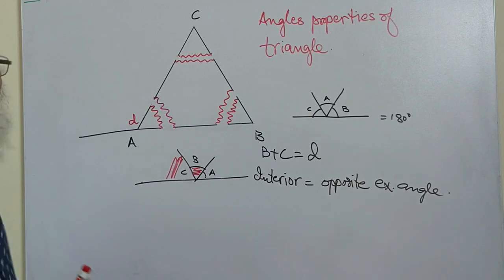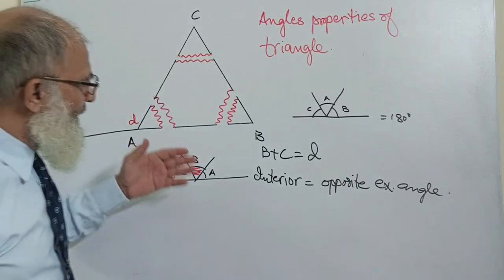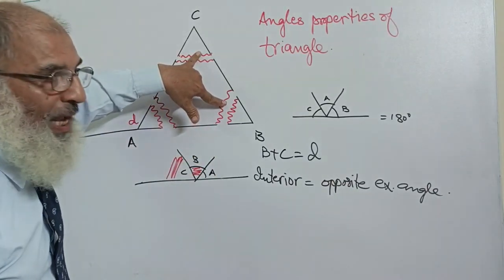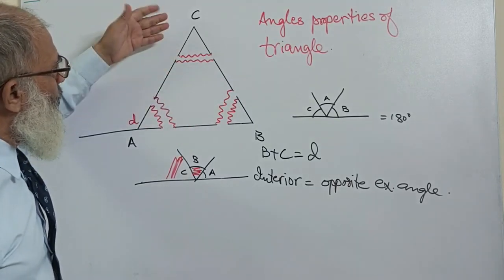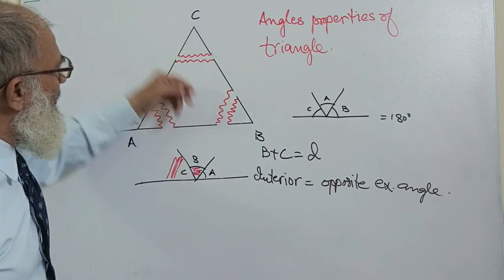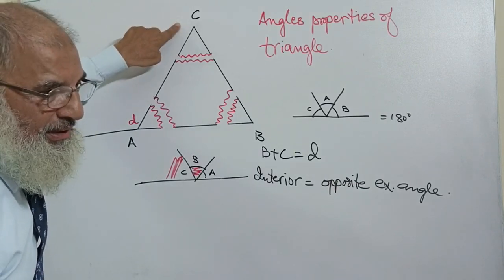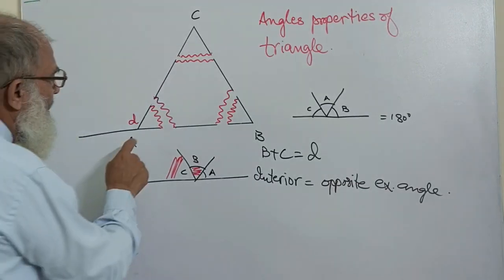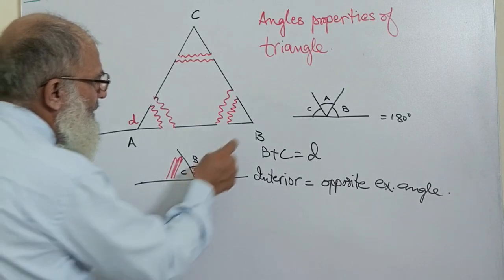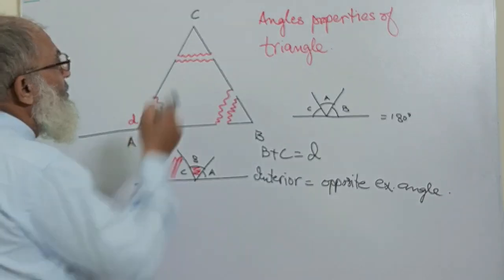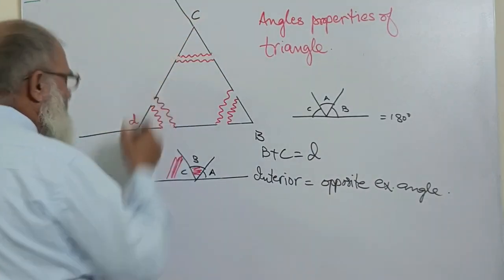Now this is one proof that the sum of two interior angles is equal to the one opposite exterior angle. If I now take angles A and B as the interior angles, now there is an angle which is D and now it is E.